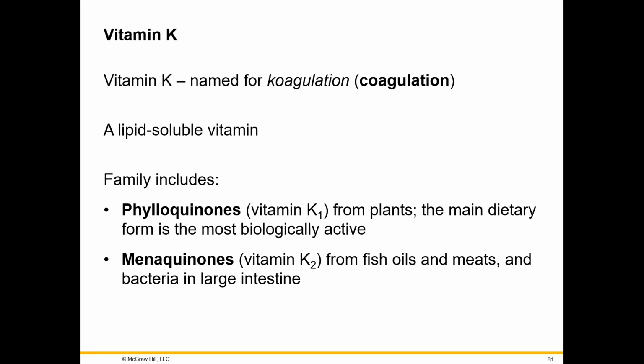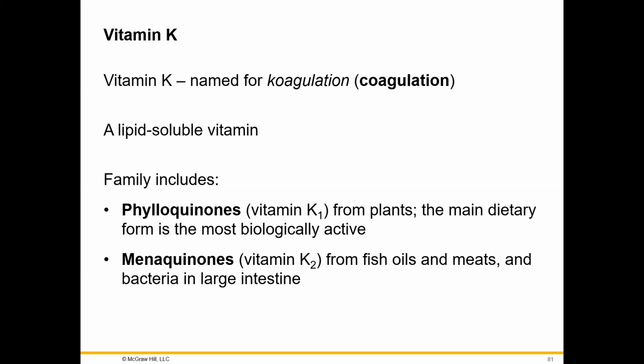Phylloquinones, or vitamin K1. This is the form of vitamin K that you'd find in green leafy vegetables like spinach, kale, and broccoli. It's probably the main dietary form of vitamin K, and it's considered the most biologically active. And that is directly involved in blood coagulation.